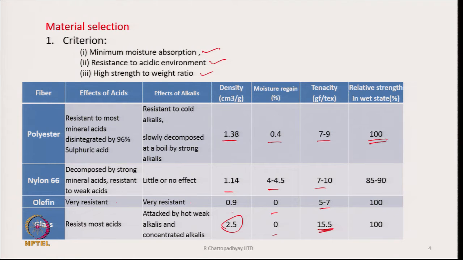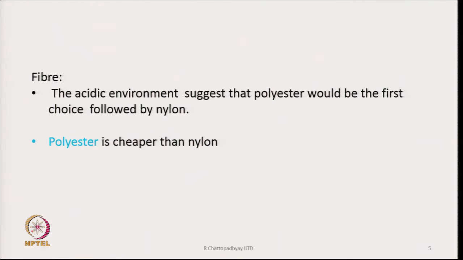So, like that, if we go to olefin fibers, the tenacity is on the lower side, and therefore we have to discard this, though otherwise it was okay: moisture regain is 0, no change in strength when it is wet. So, we are left with two fibers now, polyester and nylon, both are good in some respect, but if we see the resistance-wise, the acidic environment will suggest that polyester will be the best and it should be the first choice, then followed by nylon.